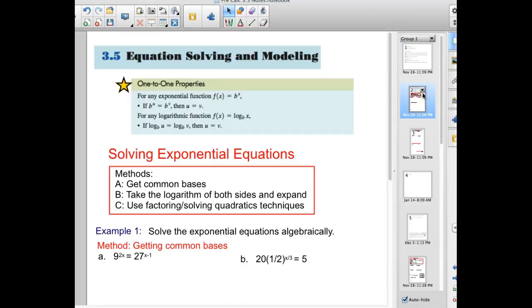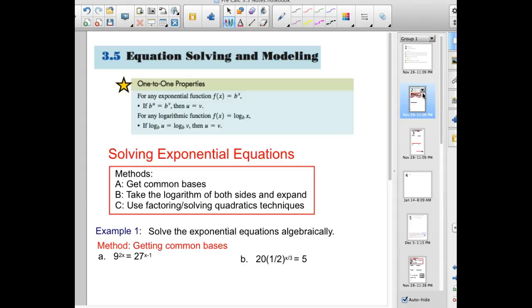All right, so first issue is we have some one-to-one properties. It says for any exponential function, f of x equals b to the x, if b to the u equals b to the v, then those powers have to match. In other words, if you have something raised to a power and the same base to another power on the other side, those powers have to be identical. For log equations, if the bases are the same, and the log of u equals the log of v, then u would have to equal v.